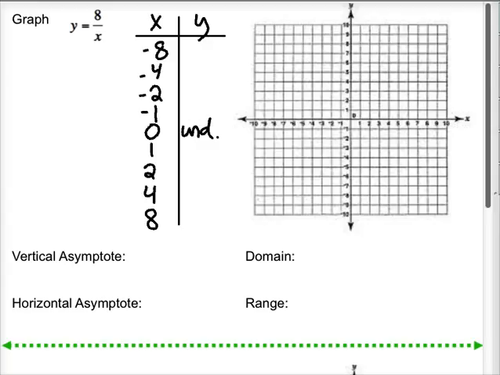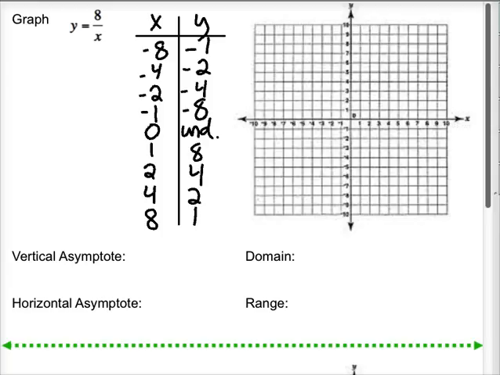But now I'm going to go in and actually calculate the rest of my values. So starting at the top, 8 divided by negative 8 is going to be negative 1. 8 divided by negative 4 is going to be negative 2. 8 divided by negative 2 is going to give me negative 4. 8 divided by negative 1 is going to give me negative 8. 8 divided by 1 gives me 8. 8 divided by 2 gives me 4. 8 divided by 4 gives me 2. 8 divided by 8 gives me 1.